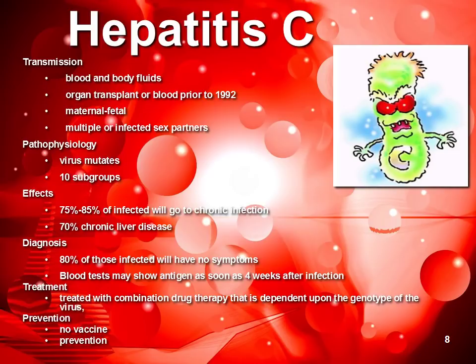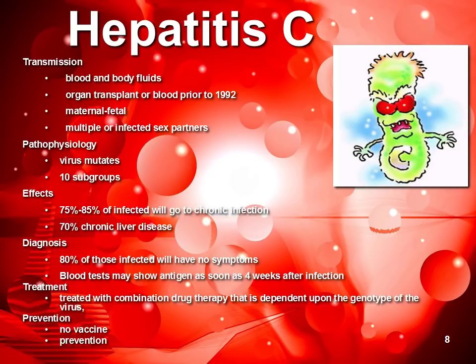How do we diagnose it? Unfortunately, it is difficult to diagnose because 80% of those infected will have no symptoms, or if they do develop them, it may be years after the initial infection. Blood tests may show antigen as soon as 4 weeks after infection, but it can take up to years for levels to become adequate enough to be detected.